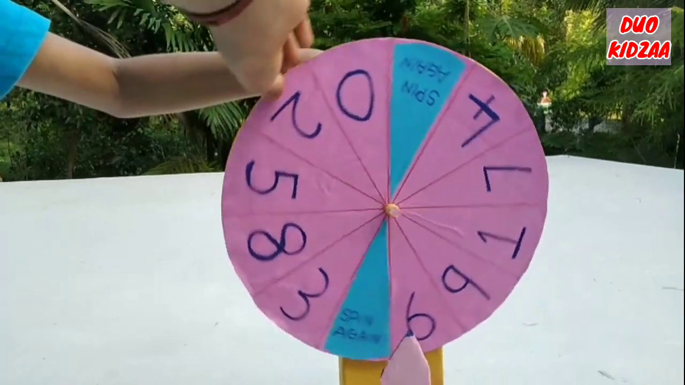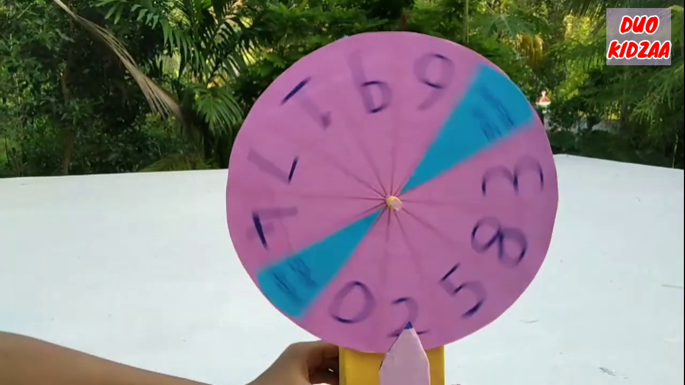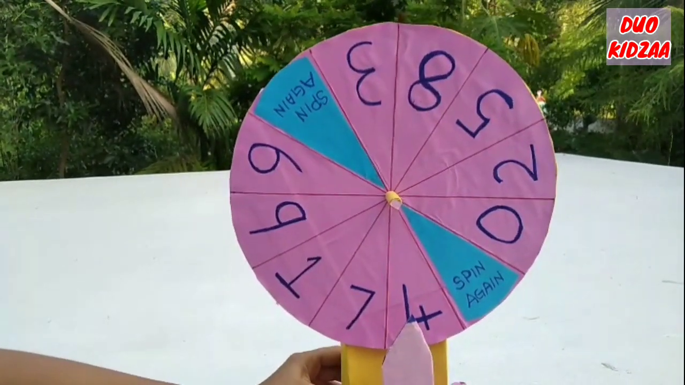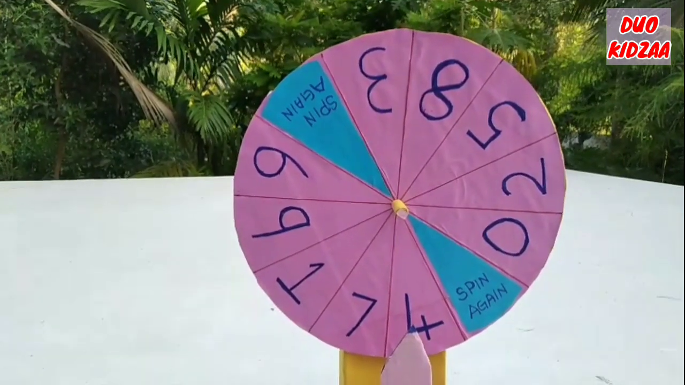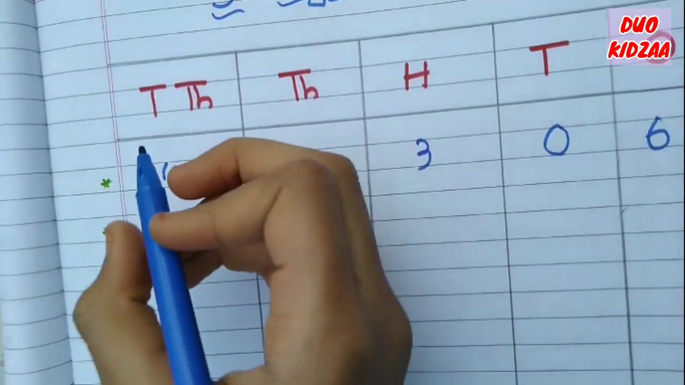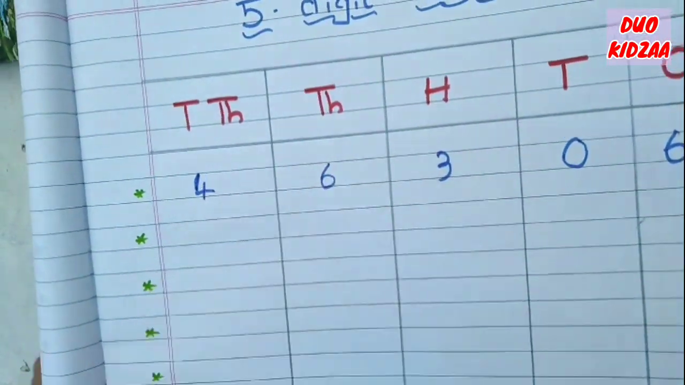Spin the last spin. So it is number 4. We'll write here 4. Now we'll write the second 5-digit number.